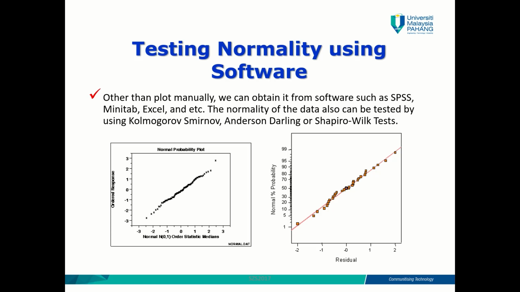The normal probability plot is a graphical technique for assessing whether or not a data set is approximately normally distributed. If the sample points lie approximately on the straight line, the data is approximately normally distributed. We can also obtain the normal probability plot using other statistical packages such as SPSS, Minitab, R, and so on.